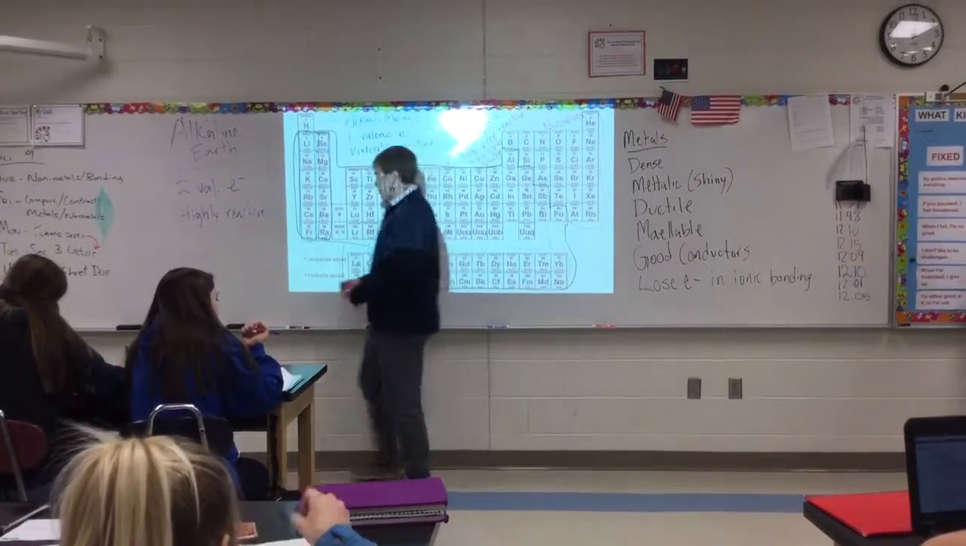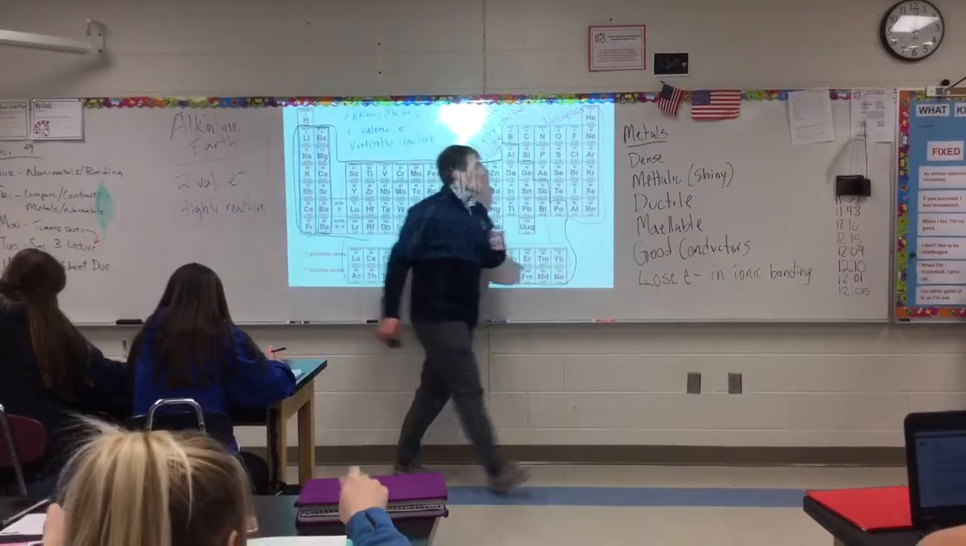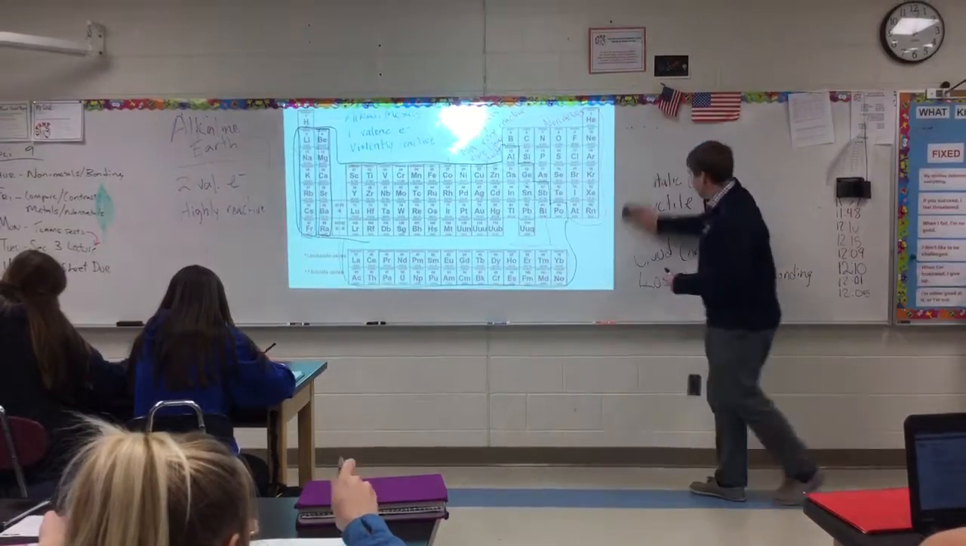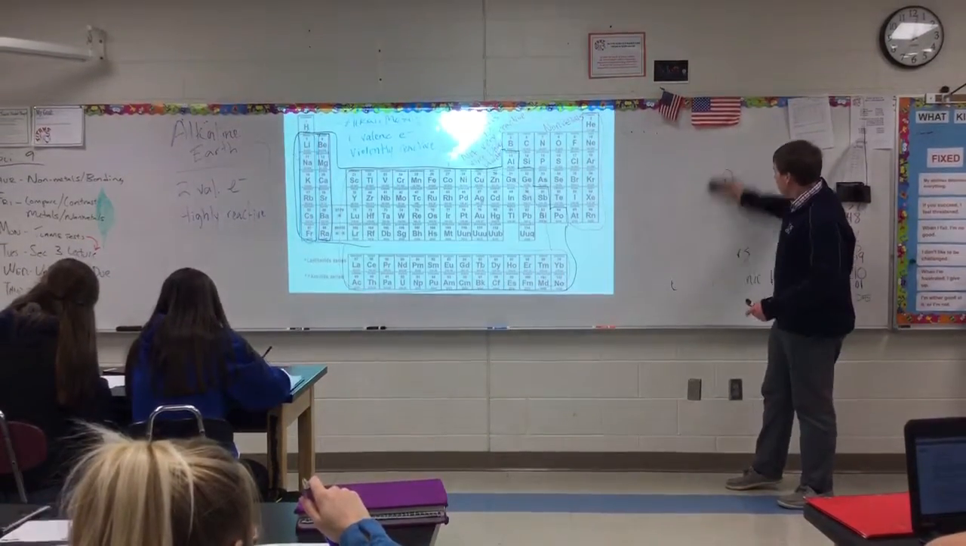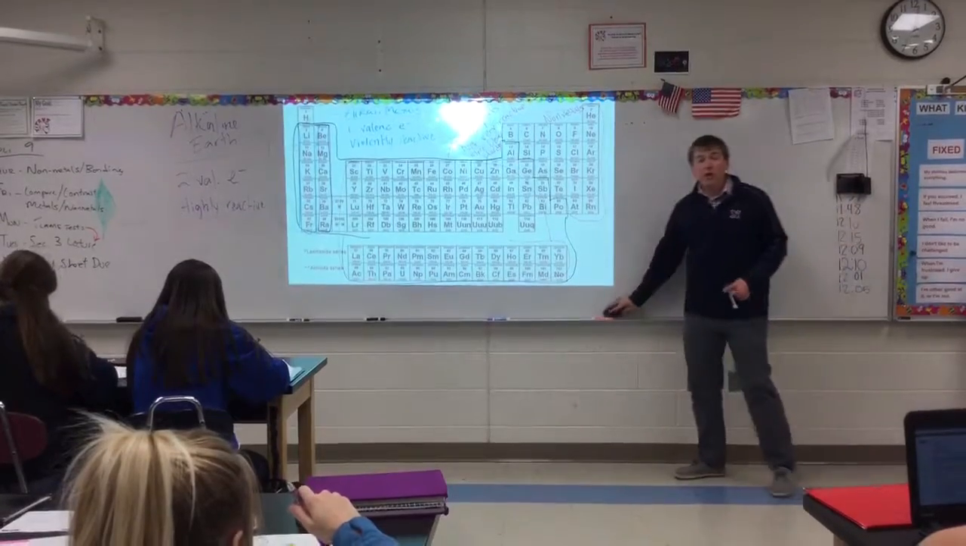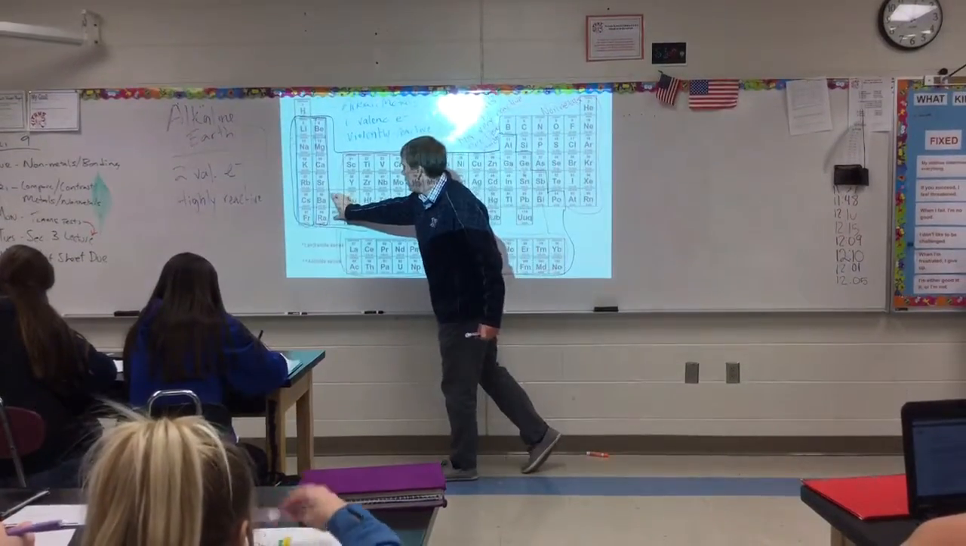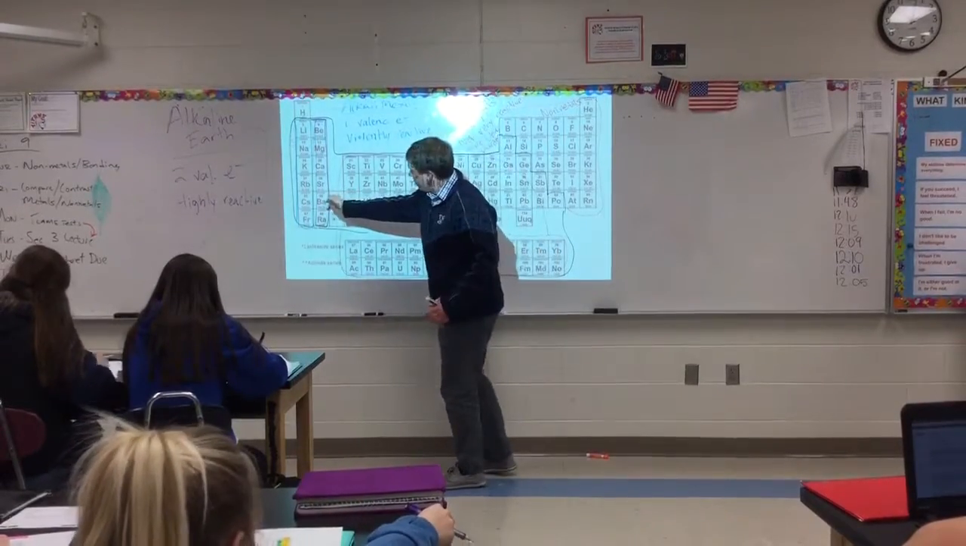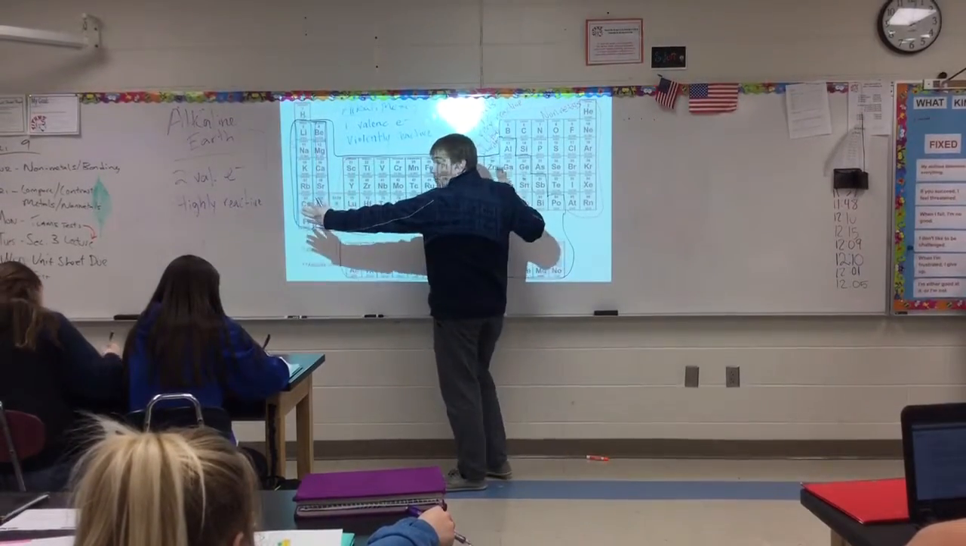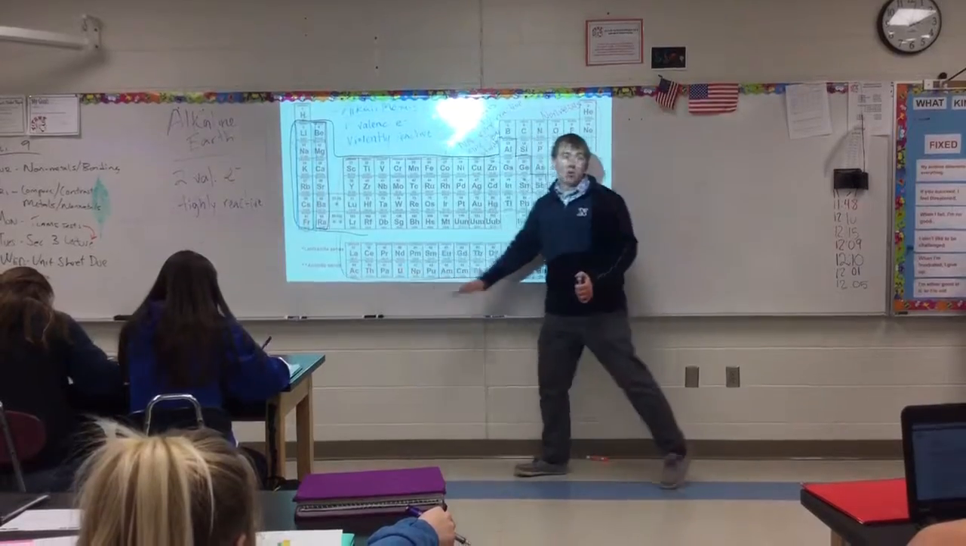So let's quickly. Yes, Molly. Are all the ones on the bottom all transition metals? Yeah, they are included in the transition metals. Because they would go in between, right here, but they would go from here to here. They just stretch the table out. So they're the inner transition metals.